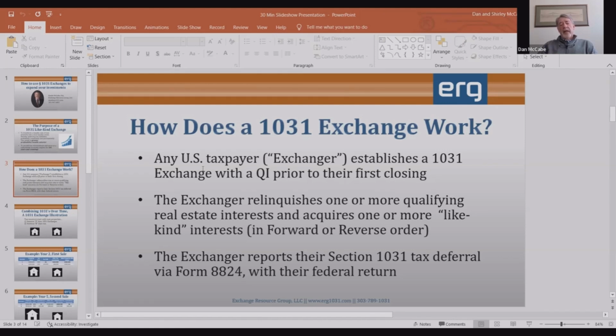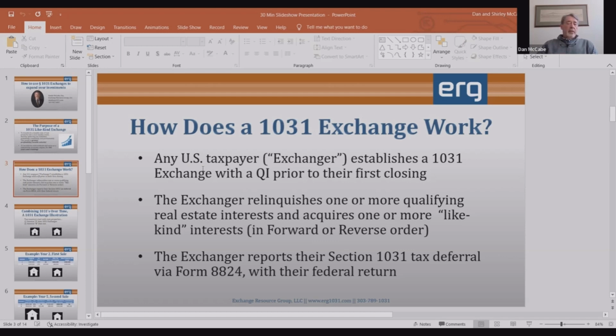And in addition to that, such things as Delaware statutory trusts, tenants in common, these are all real estate interests that can be exchanged within the provisions of this tax return.